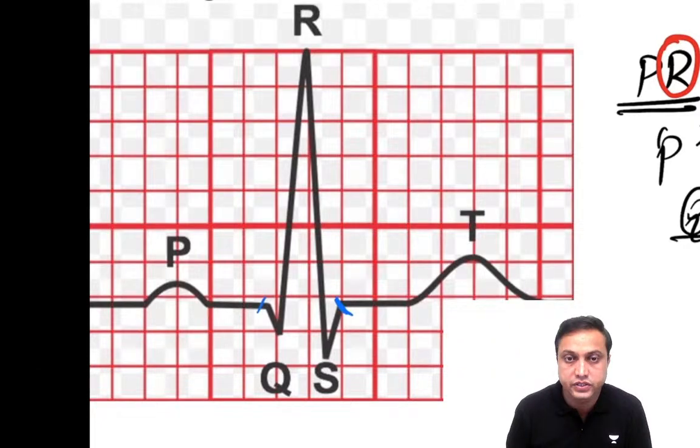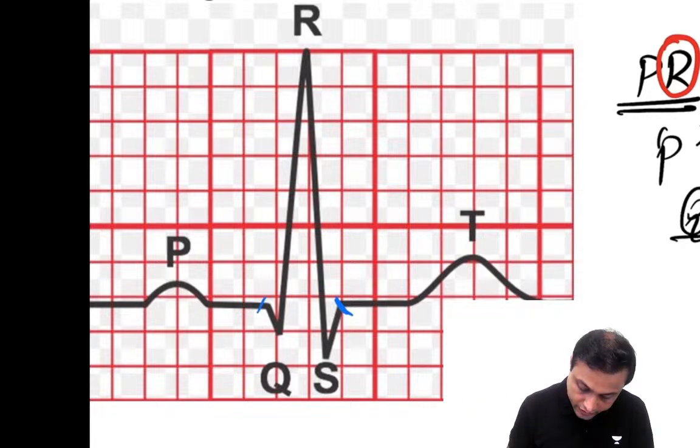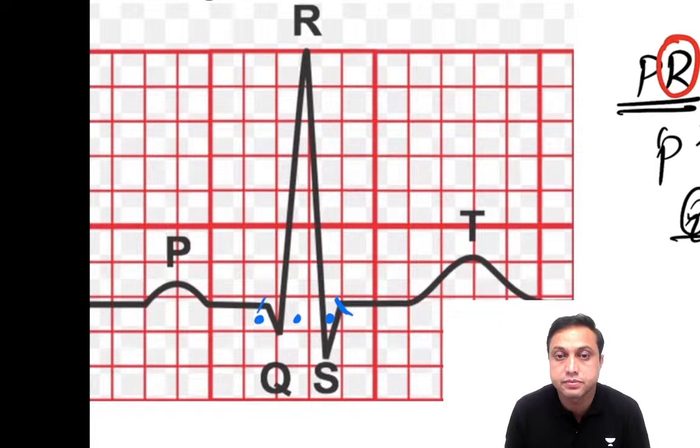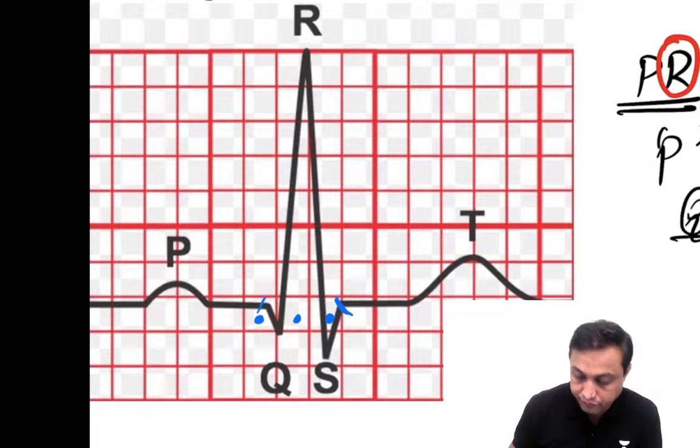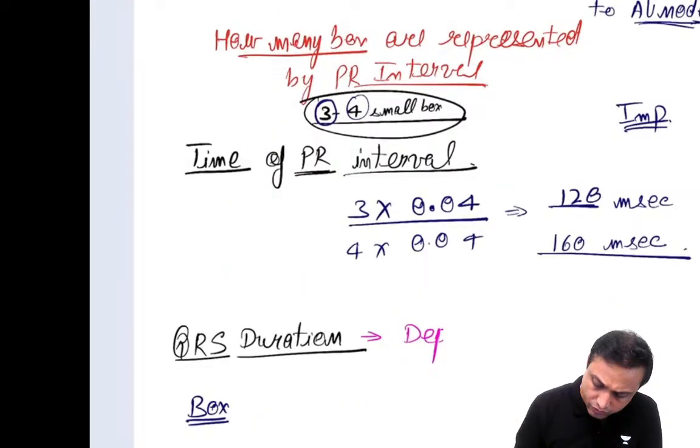How many boxes are there in this? You can see over here that one box, two boxes and three boxes. In this picture, how many boxes can you see? Basically three boxes are there, right? Approximately three boxes are there.